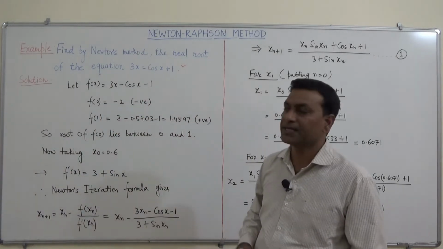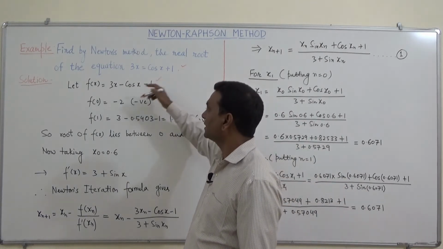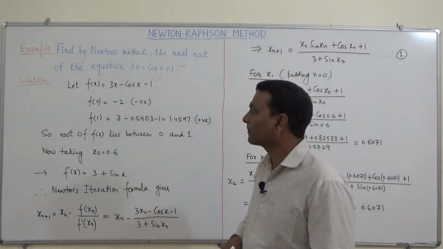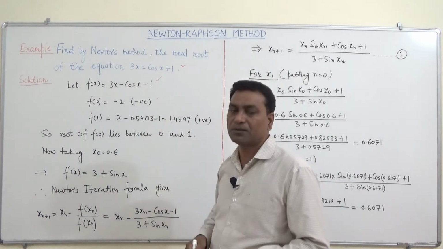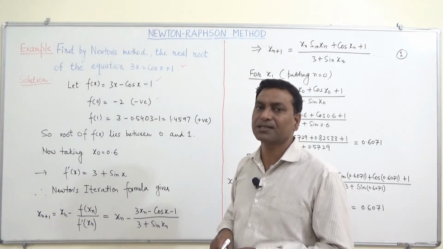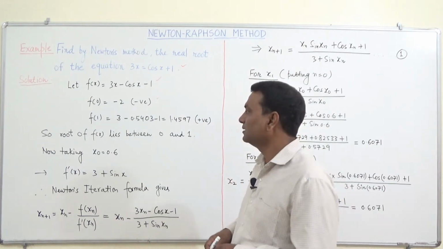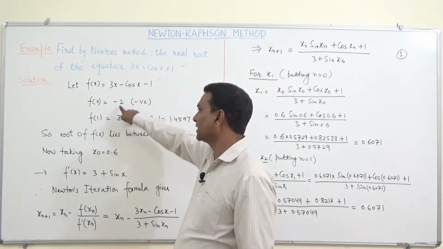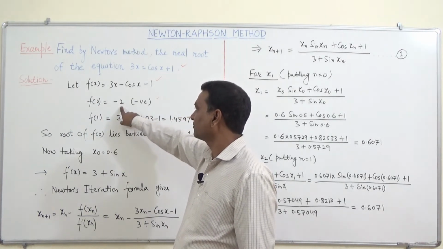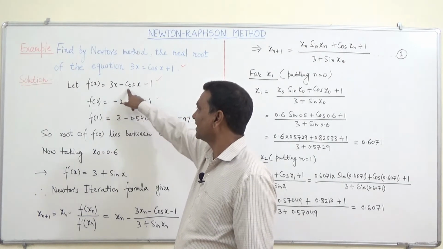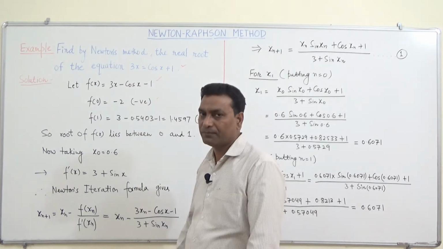Let f(x) equal 3x minus cos x minus 1. Now we can easily find the value of f(0). In the starting we are taking the value 0 just to find the interval. We put the value 0 here. So this will be 3 into 0, which is 0, minus cos 0, which is 1, so minus 1 minus 1. It comes out to be minus 2.